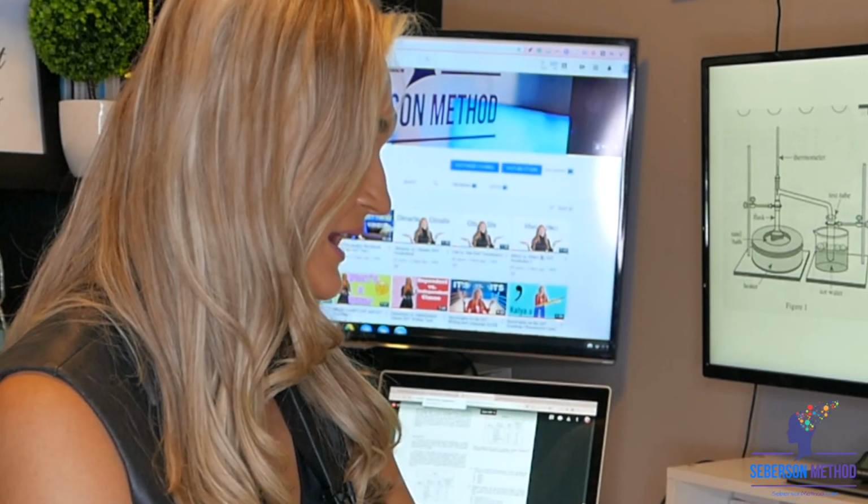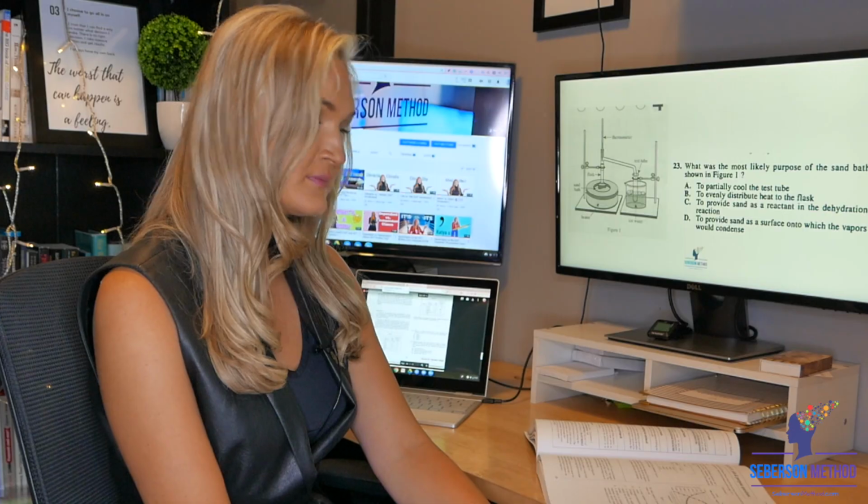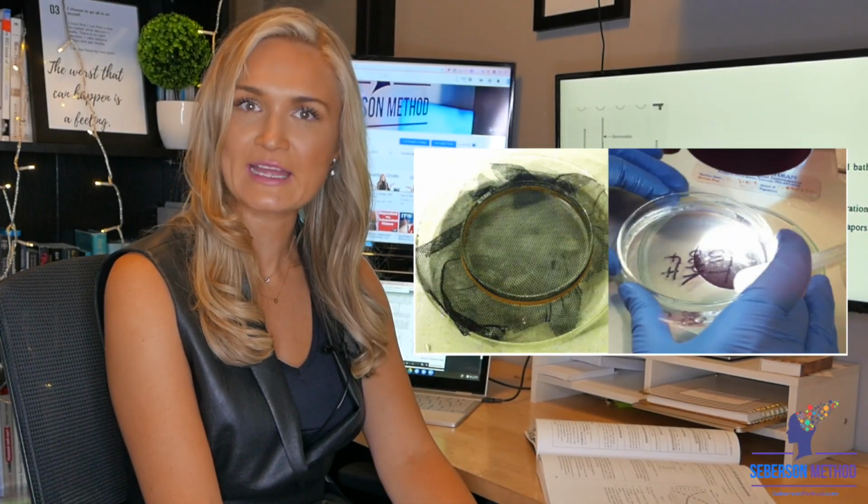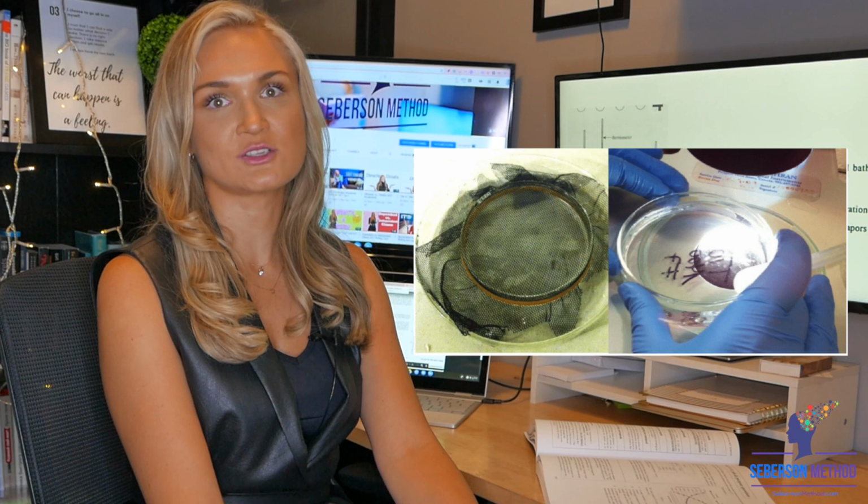A couple of other commonsensical things are mesh. What is the purpose of mesh? The purpose of mesh is to avoid maybe contamination. Maybe you have animals or insects sitting in a petri dish or sitting in a jar. Then you're going to use a mesh in order to prevent them from jumping out. Common sense.